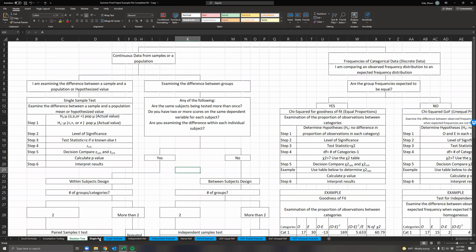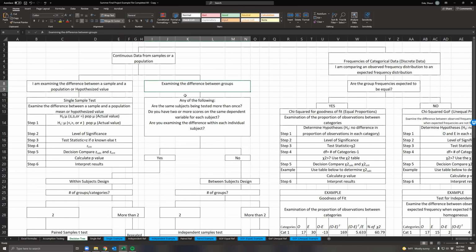I want to go through this really quick. This is the decision tree, and I'd highly suggest that you familiarize yourself with this decision tree over and over and over again with everything that you're doing. But we've got continuous data or frequencies. Are we counting or are we looking at continuous data? And we're not counting observations. We are comparing the means of two different groups, if you will. So are you examining the difference between a sample and a population, or are you examining the difference between groups?